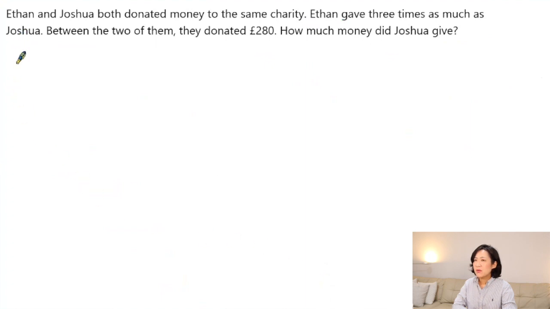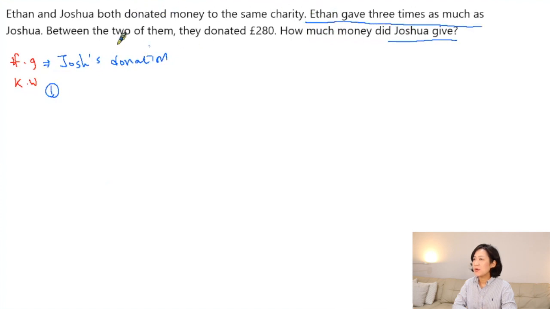Again, identify our final goal and the keyword. So underline the final goal, that is how much money did Joshua give. That means we need to find Joshua's donation, right? And let's organize our information from the question.